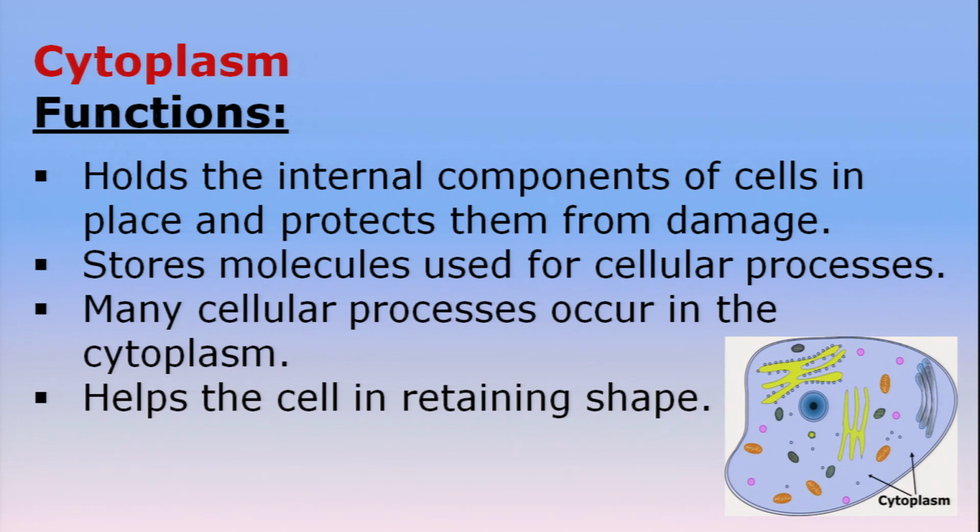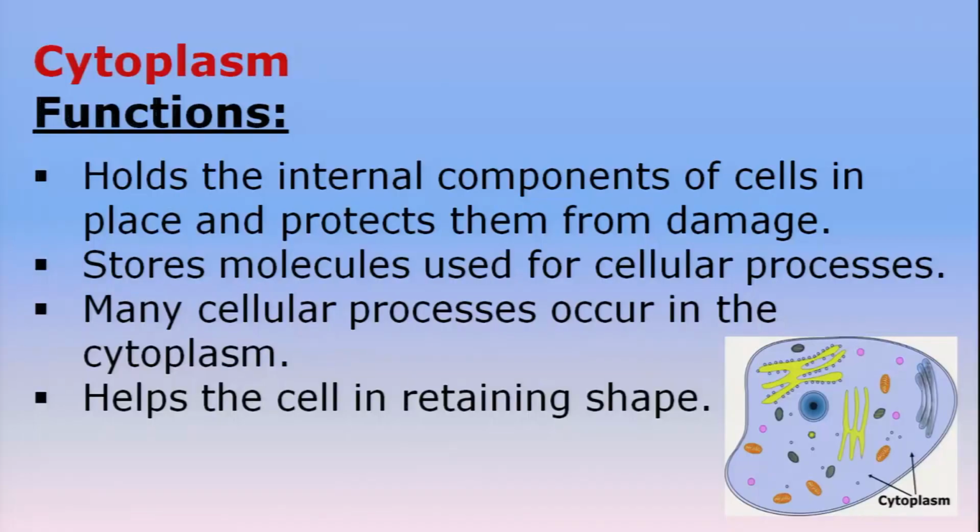Cytoplasm holds the internal components of the cell. It holds all the components of the cell in place and protects them from damage. Cytoplasm stores molecules that are used for all the cellular processes. And then many cellular processes occur in cytoplasm. And cytoplasm also helps the cell in retaining shape.